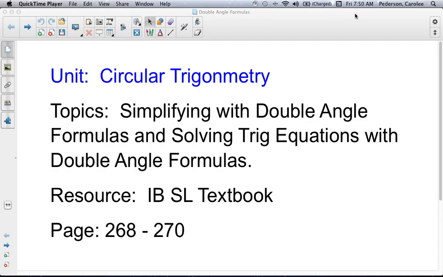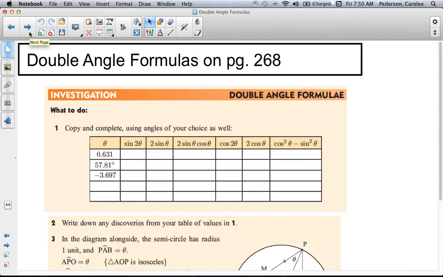This topic is simplifying with double angle formulas and solving equations with double angle formulas. The resource is from the IVSL book on page 268. If you want to go through this investigation process on page 268, you're welcome to do so.